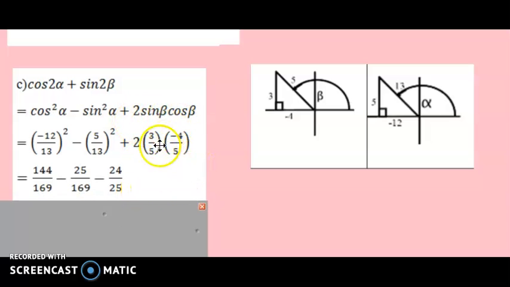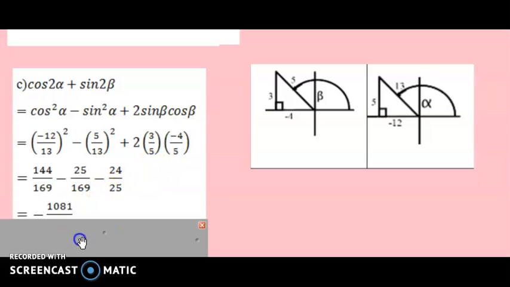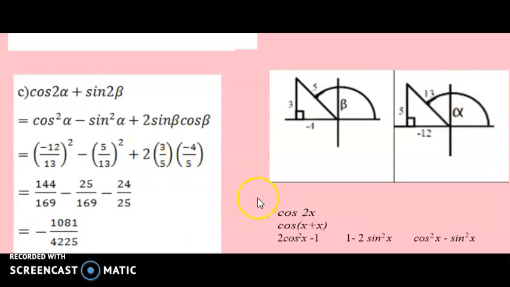We already calculated this one. So 2 into 3 over 5 into negative 4 over 5. So this will be a negative. 2 times 3 times 4 is 24. 5 times 5 is 25. So when I add them on the calculator, I will get my answer as negative 1081 over 4225.